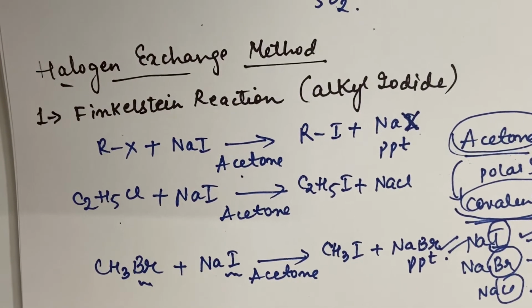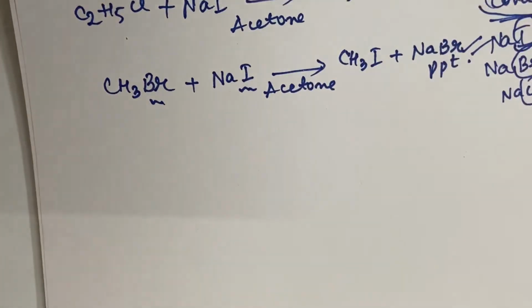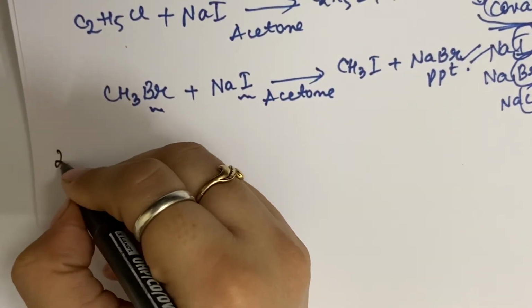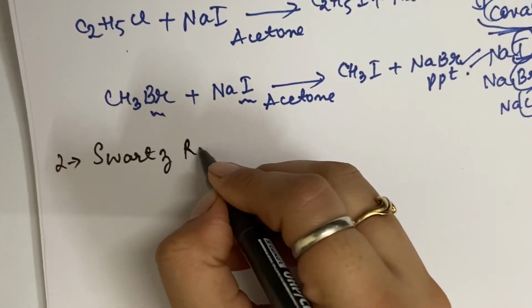So now we can go for our next halogen exchange reaction, which is the Schwarz reaction.